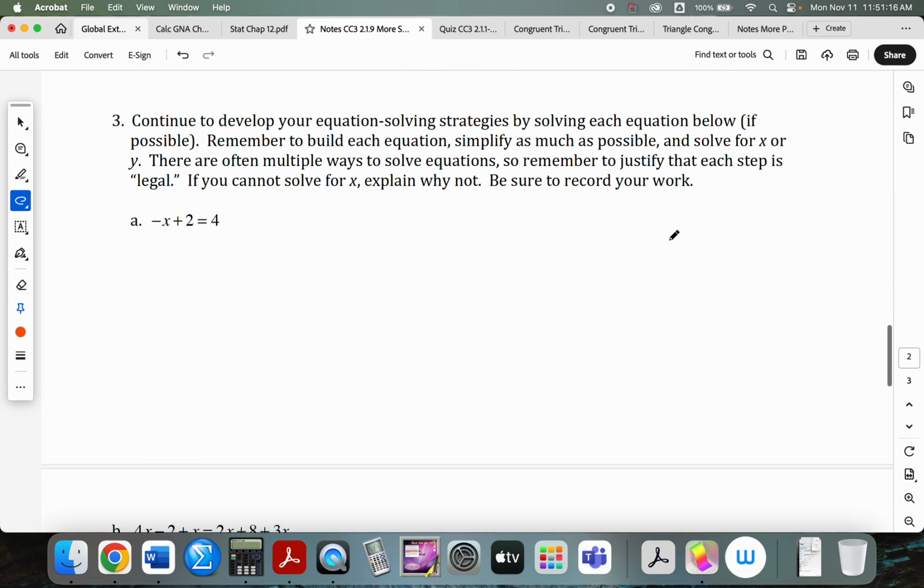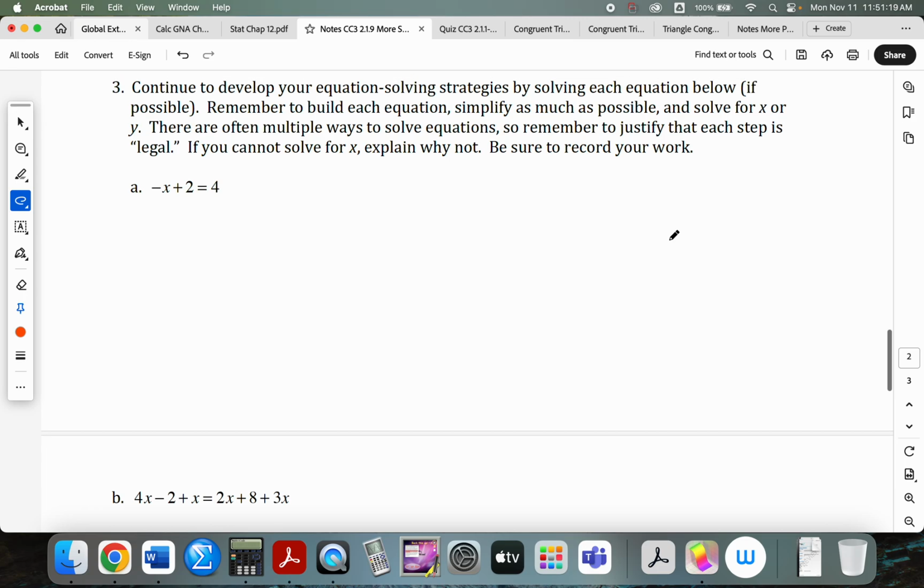All right, let's see what we can do with these. So this one is pretty straightforward, I think. What would be the next step to getting x by itself? Pardon? Subtract 2 from both sides. So if the opposite of x is equal to 2, then what is x going to be equal to? Yeah, the opposite of 2, negative 2.